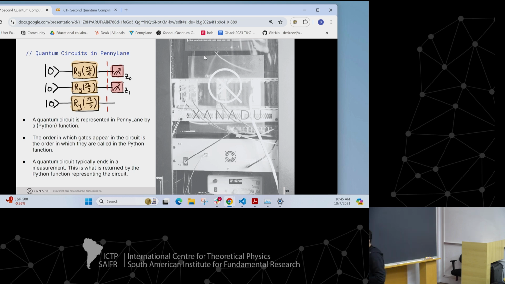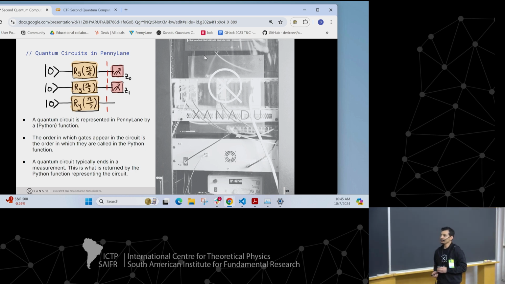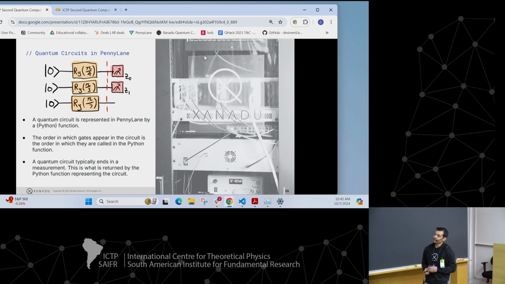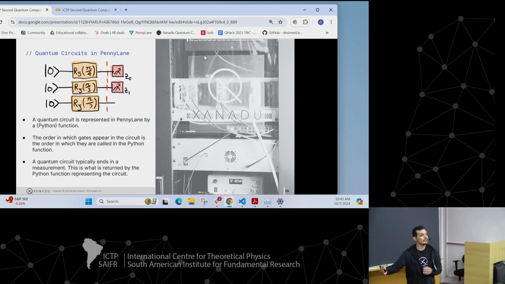So we're getting to the point where we're going to start doing this hands-on interaction or interactive exercise. For those of you that have never used PennyLane, what you're going to see is the way that quantum circuits are represented in PennyLane are essentially as Python functions. The order in which your gates appear within this function is the order in which they operate on your qubits. And all quantum computations have to end in some kind of measurement. You need to output something back to the classical world. And this is what's going to be returned by your Python function describing your circuit.